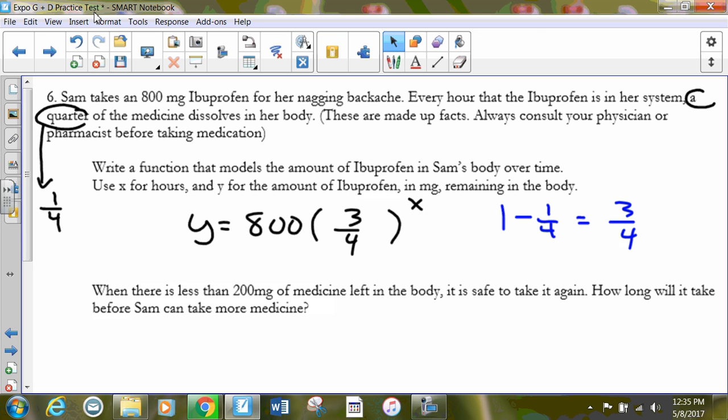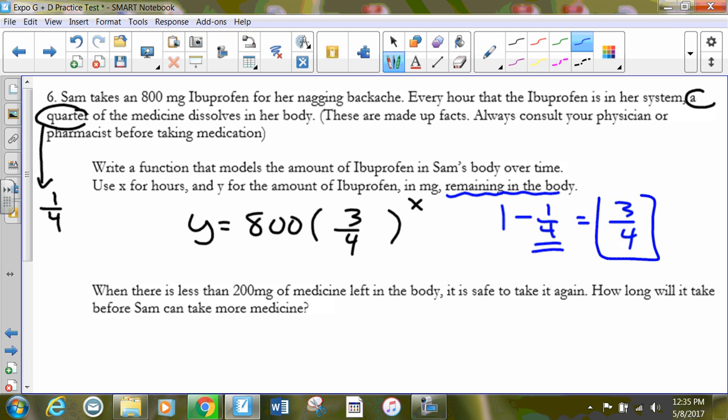So we've got 3/4 as our decay factor. If we put 1/4 in, that's the amount that it's going down. That's the rate that it's decreasing, but we're really looking for what's remaining in the body. So think about it. That's why the rate is different than the factor. The rate tells you how much something is going down, but the factor tells you what's remaining as this rate is having an effect on the body.